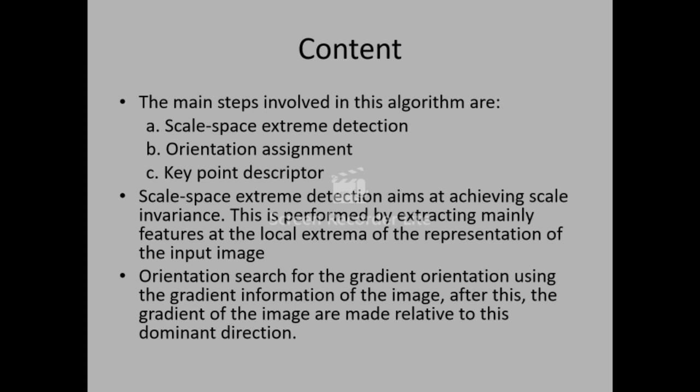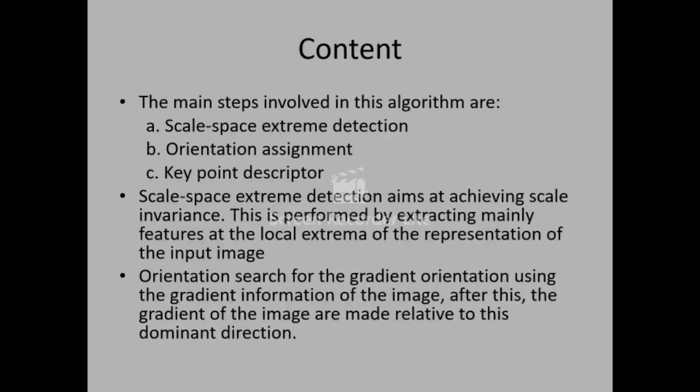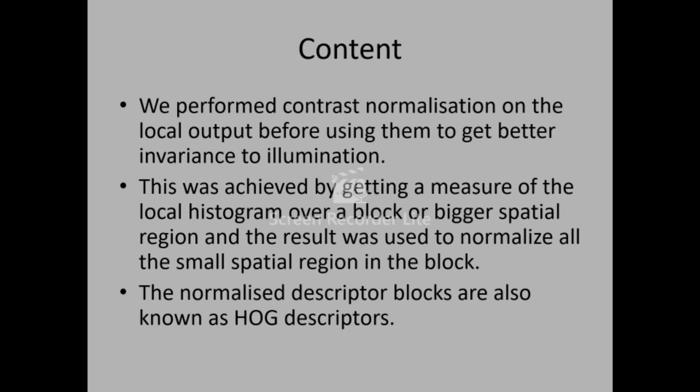Scale space extreme detection is used to extract the main features, as in the facial features, to give as an input to the data. Orientation assignment is used for gradient image formation. Key point descriptors are nothing but, as I have mentioned earlier, the normalized descriptor blocks, also known as HOG descriptors, that is known as key point descriptors also.